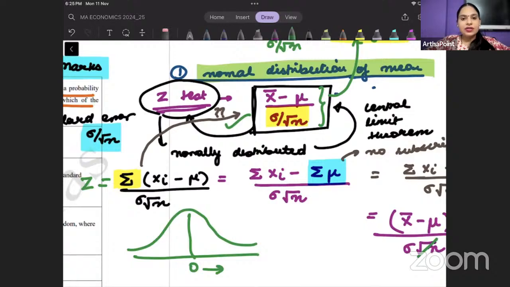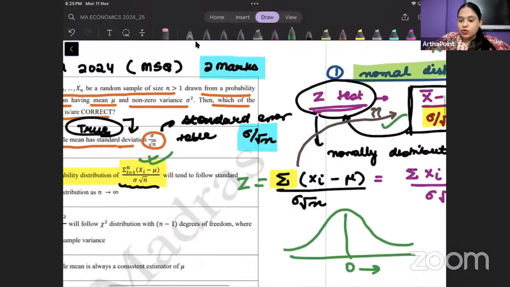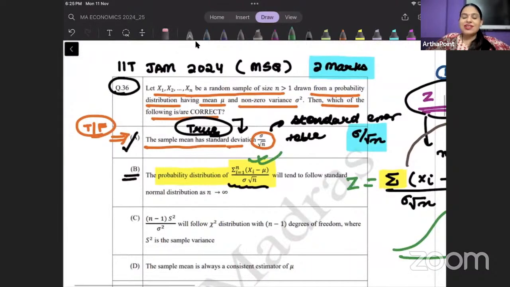Right? Is this clear? Any doubt in this? Please ask me if there is any doubt. Okay, good. ठीक है. So now tell me statement number 3. Is this true or false?